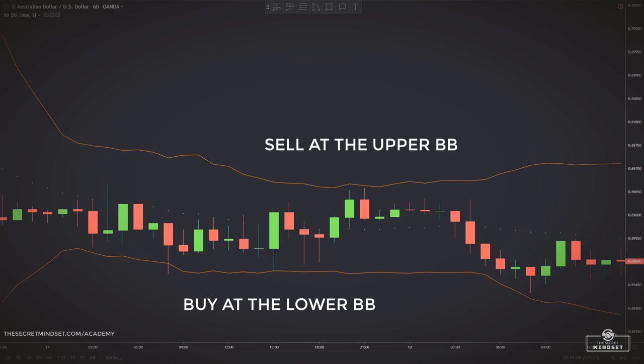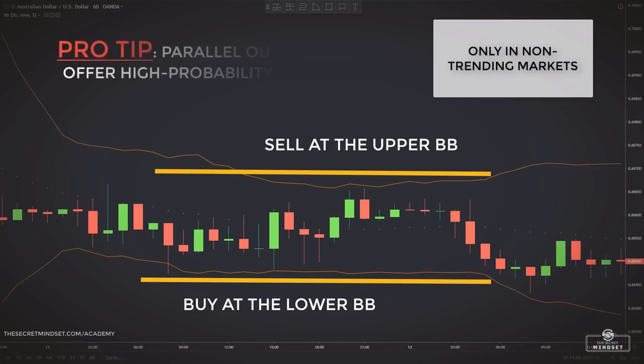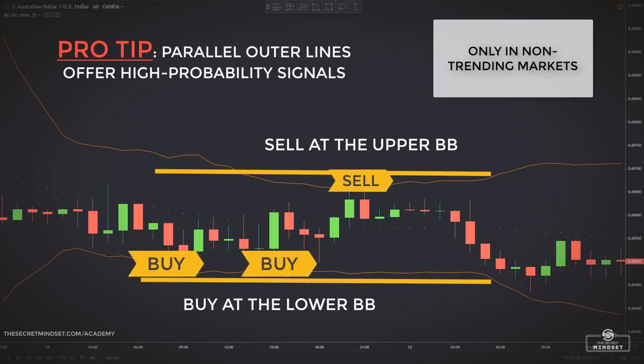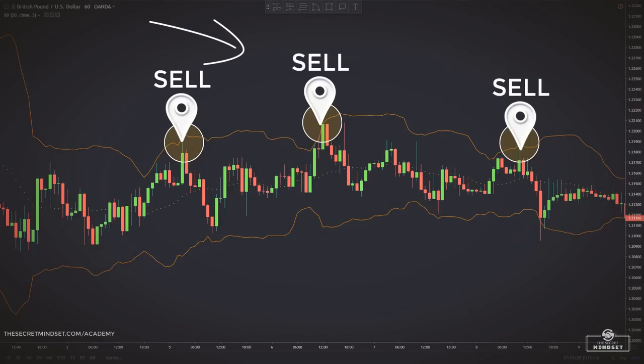This strategy is suited in non-trending markets, when there isn't a clear direction. Even more, when the bands are parallel, the signal is even more powerful. So we want to sell at the upper Bollinger Band and buy at the lower Bollinger Band when the bands are parallel, and preferably if we see additional confirmation of a support or resistance. Here are a few examples of Bollinger Band signals during ranges.